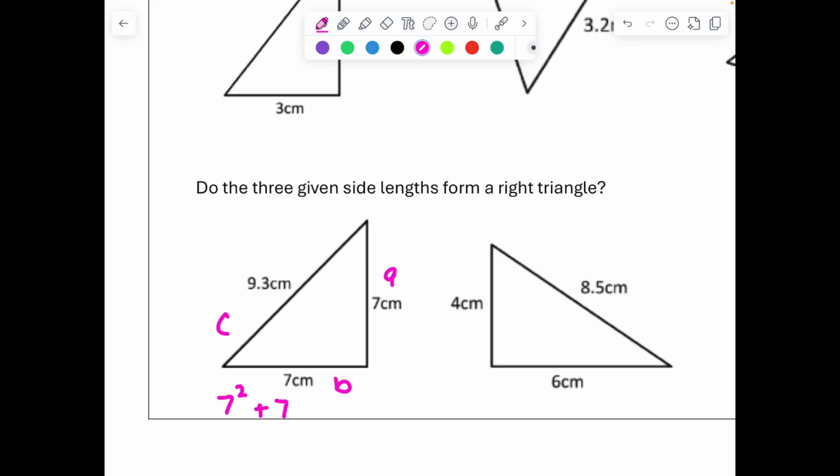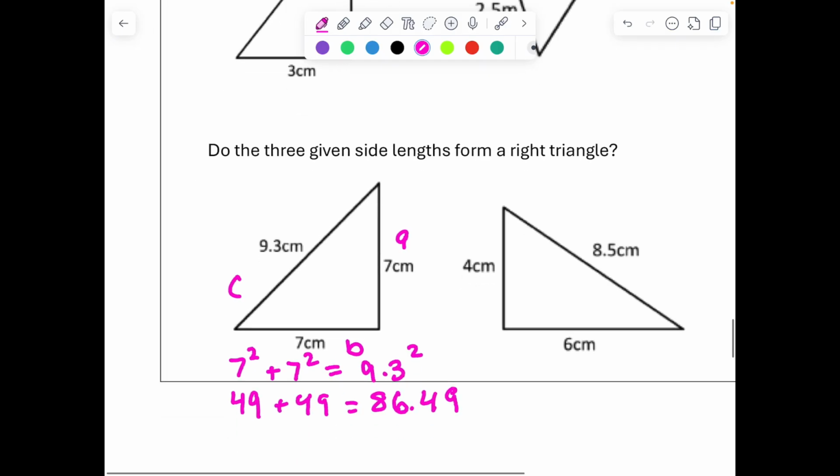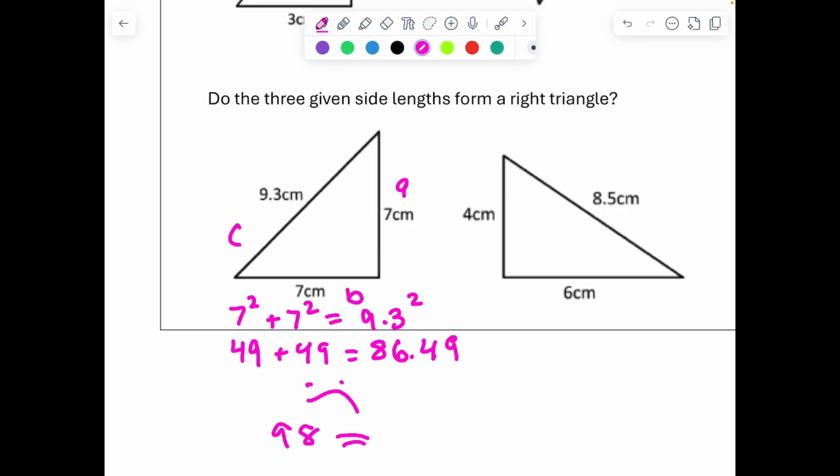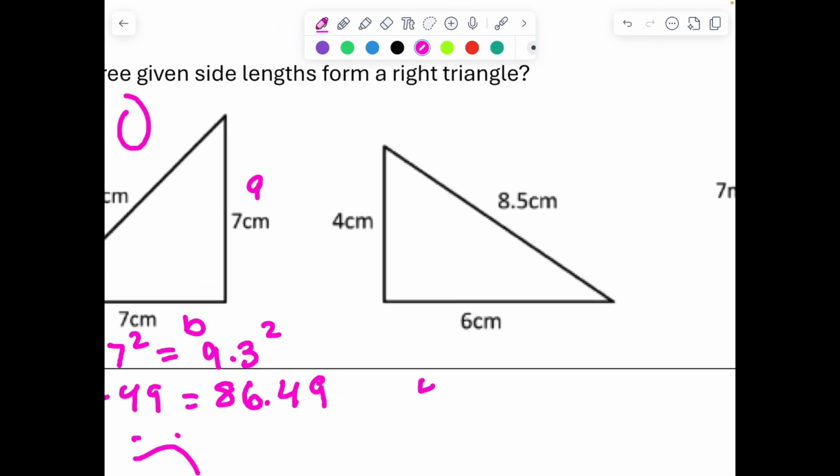So does 7 squared plus 7 squared equal 9.3 squared? Let's check. This is 49 plus 49. And then 9.3 squared is 86.49. So obviously this is not going to work out. 49 plus 49 is 98. And that does not equal 86.49. So no.